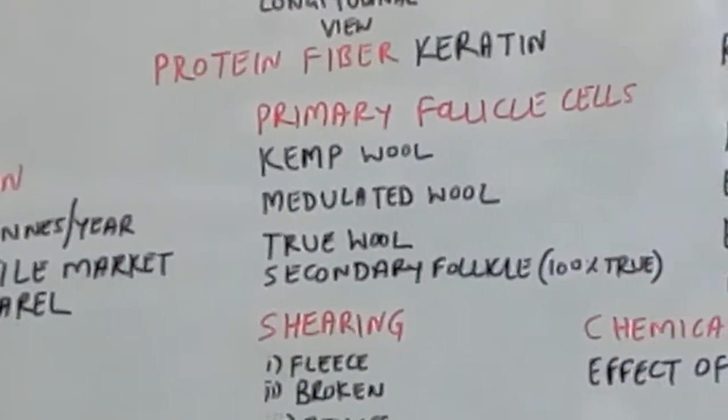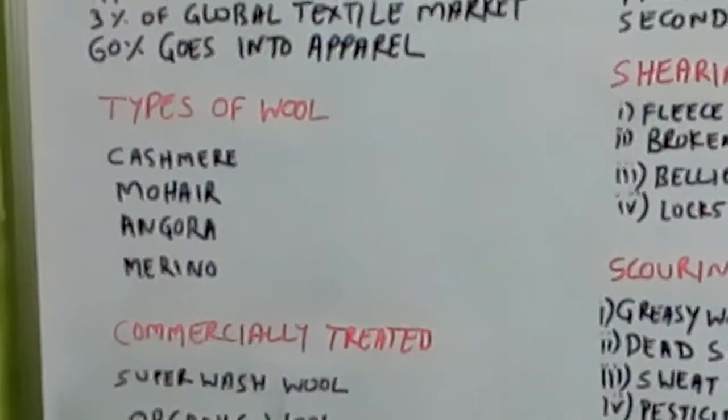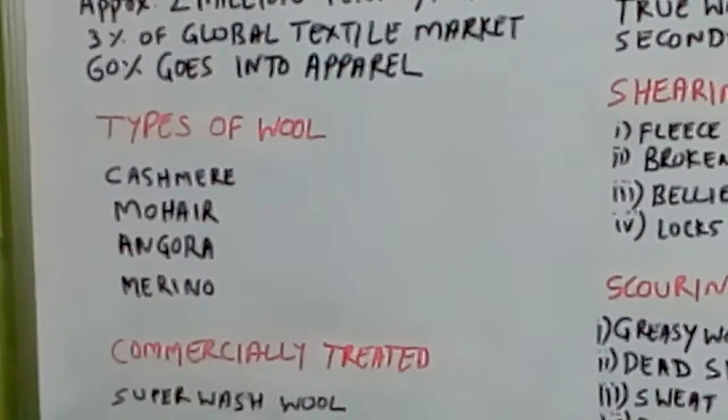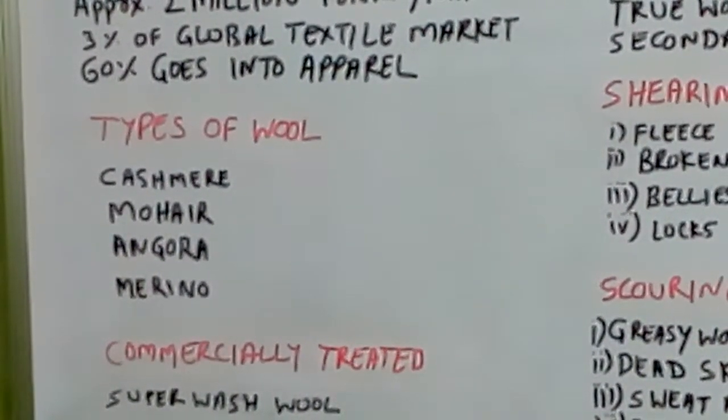Okay, now coming to the new ones: cashmere wool, mohair wool, angora, merino. Cashmere wool is from Kashmir, mohair and angora. Angora is from the angora goat, merino is from the merino category.